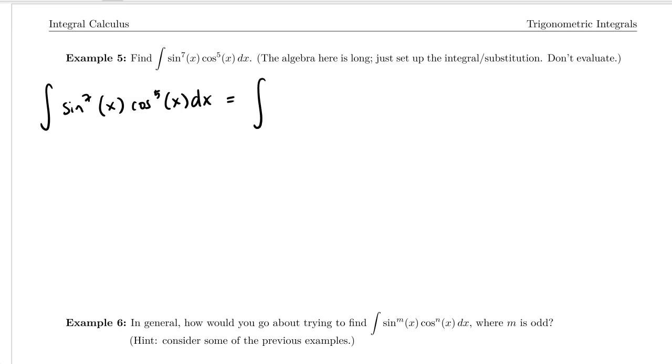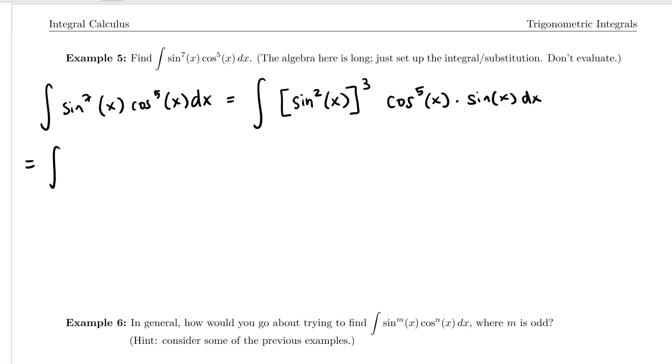I'm going to go ahead and rewrite the sine portion of this. So we have sine squared x, and we're going to raise it to the 3rd power. Notice that that exponent doesn't give us 7, so I'm going to need a sine at the end. And then just like in previous examples, the thing inside of the brackets, using the Pythagorean identity, I can rewrite in terms of cosine.